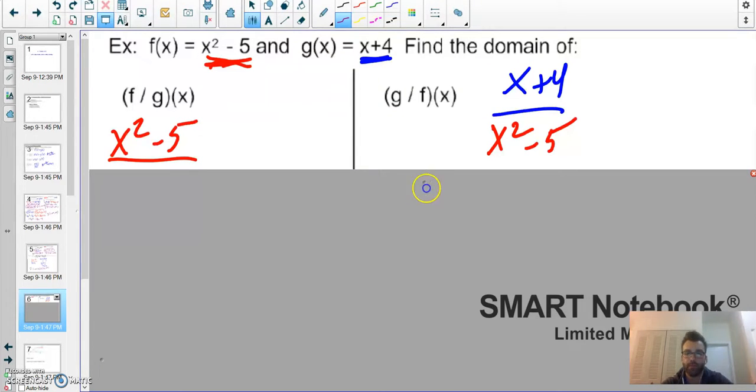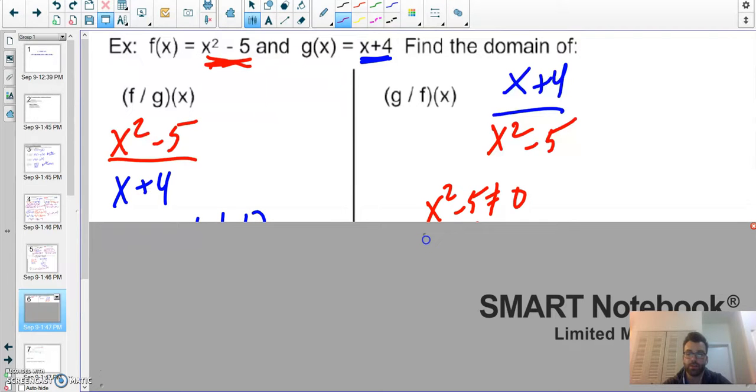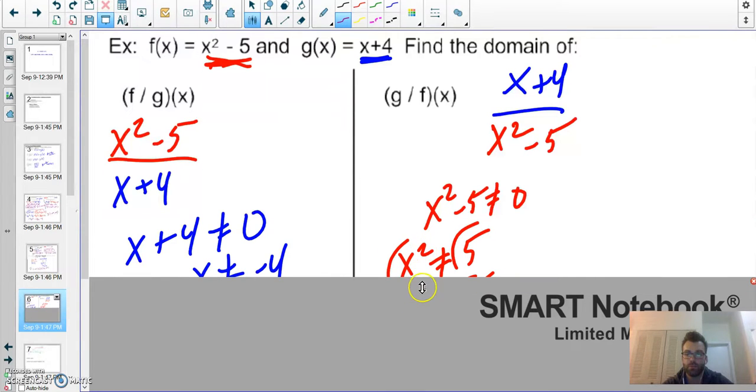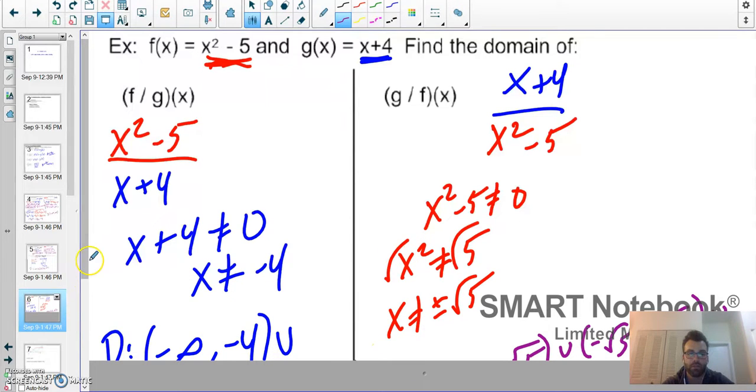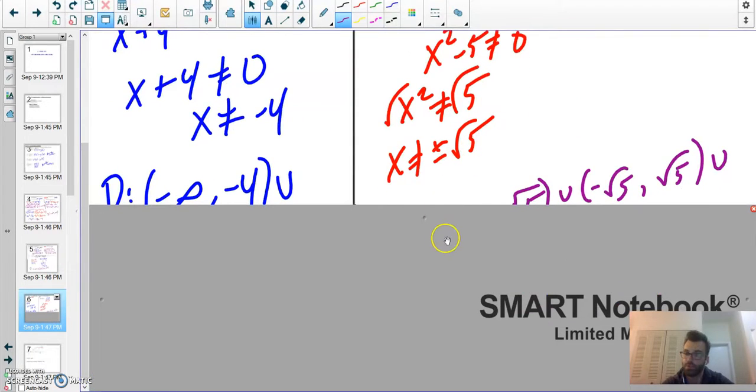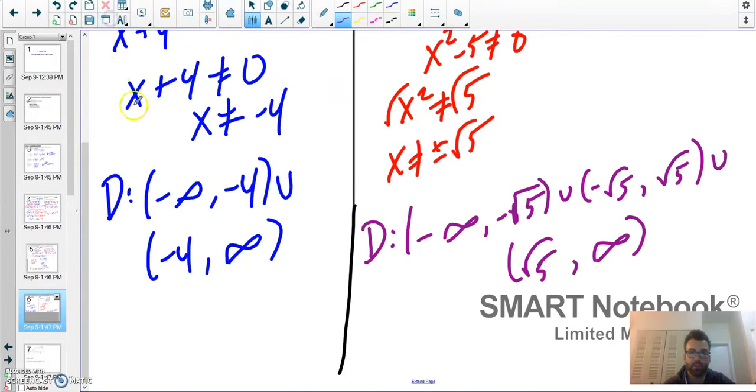So, find the domain. Our denominator cannot equal 0, therefore x squared minus 5 cannot equal 0. Add 5. To get rid of a square term, we square root both sides. Remember, when solving with square roots, it's plus or minus root 5. Don't just write root 5 here, because that will affect your domain. So the domain is from negative infinity to negative root 5. Pick it back up, negative root 5 to positive root 5. Pick it back up, positive root 5 to infinity. Alright, hopefully these are getting a little bit better.